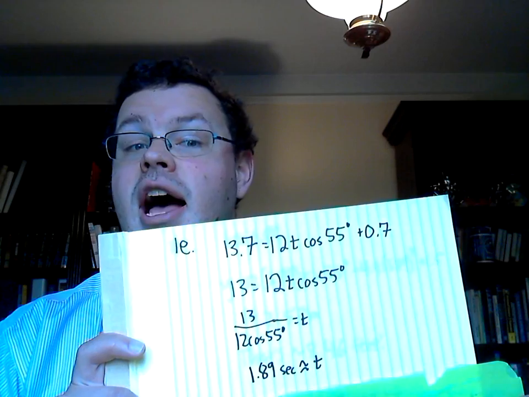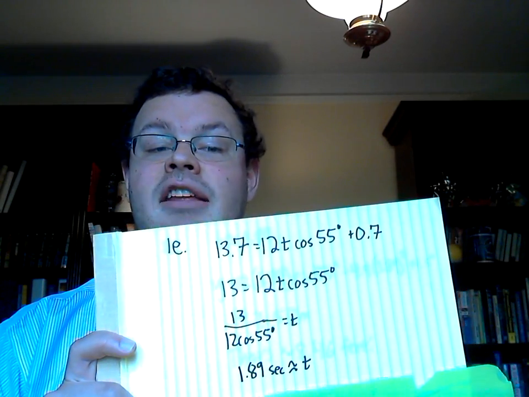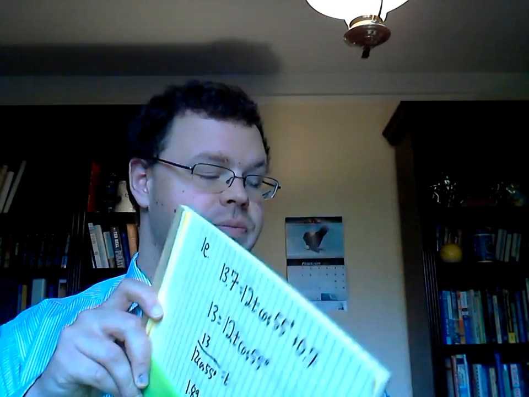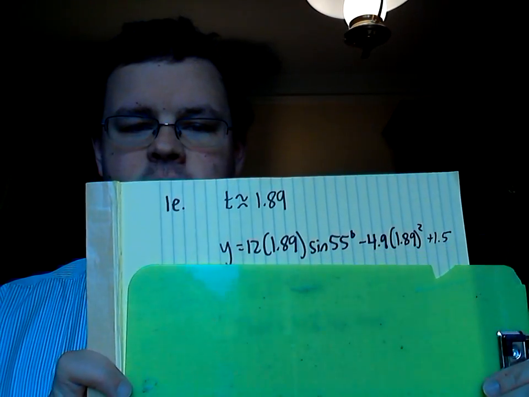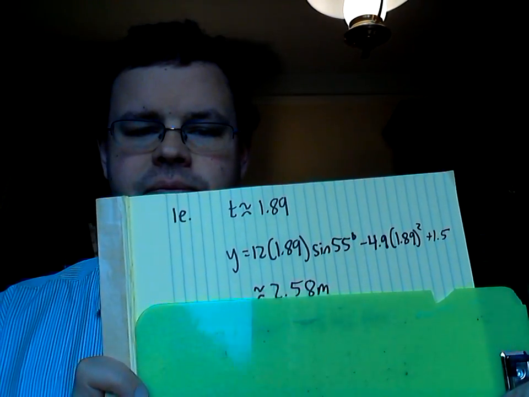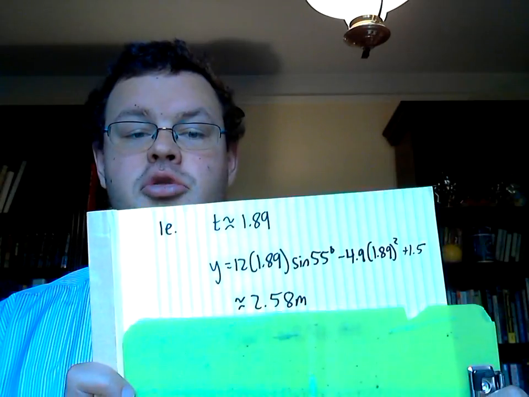Now that we know that time, we can translate that into information about the y value. So we know the time is 1.89. Now we can plug it into the y equation and figure out that we're at 2.58 meters.